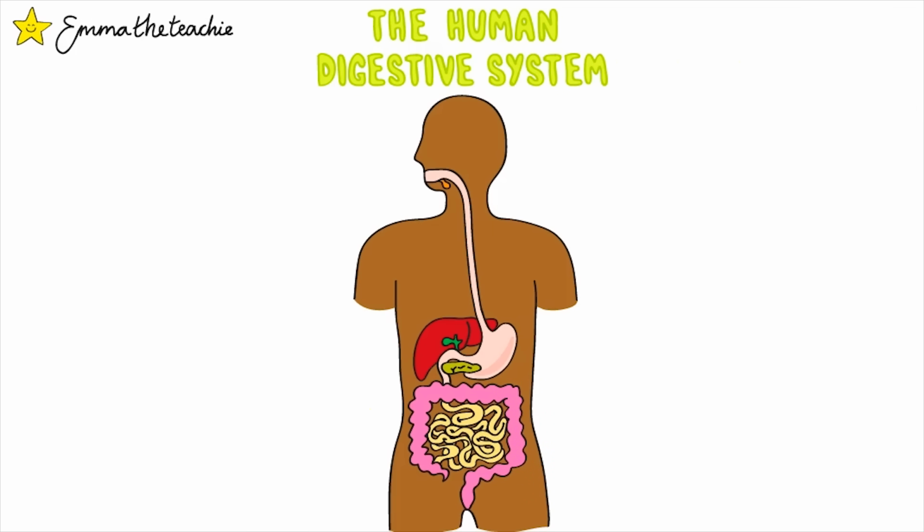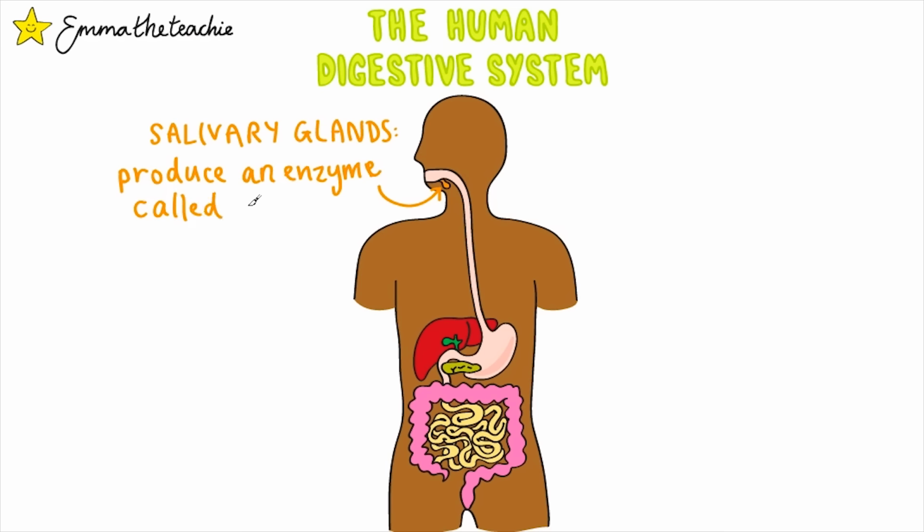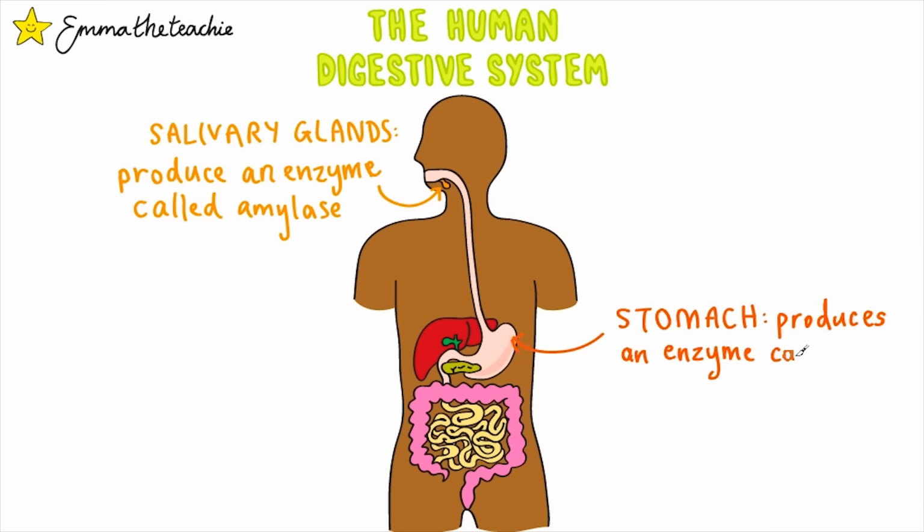Now we're going to add the new bits that you need to know for GCSE level. So we mentioned the salivary glands produce saliva, but they also produce a digestive enzyme called amylase. You'll learn a lot more about enzymes in the next 3 videos. The stomach also produces a digestive enzyme, and this one is called protease.